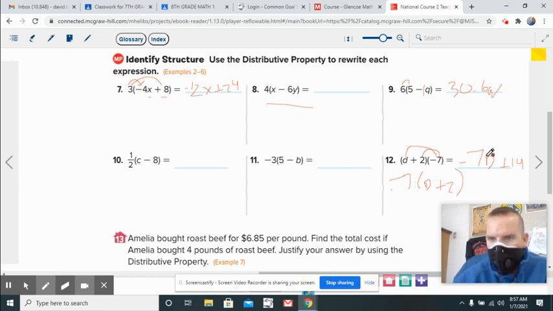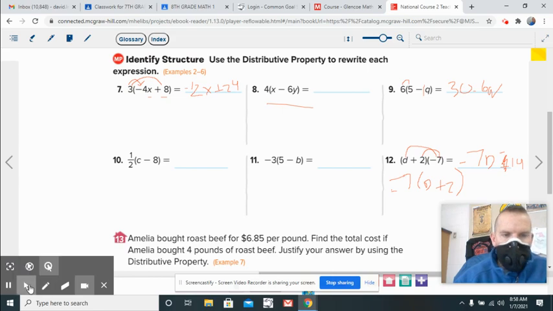-7 times d, -7d, -7 times 2, -14. Notice how right here, see how I did -7 times d, -7d, -7 times 2 is -14. See how I got in a hurry? I wrote a plus? That's wrong. That's why in math, it's okay to take your time.